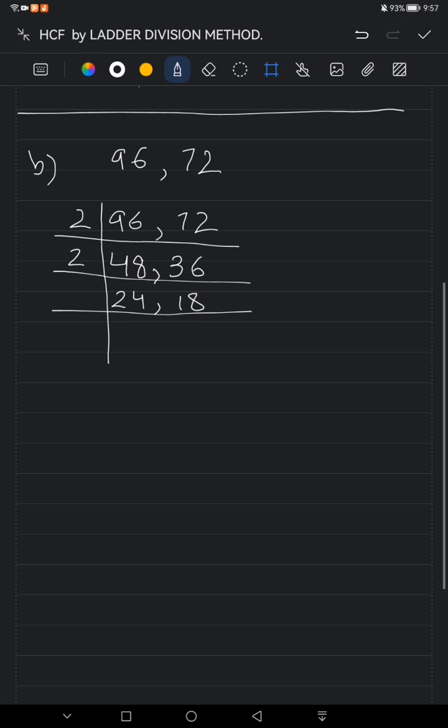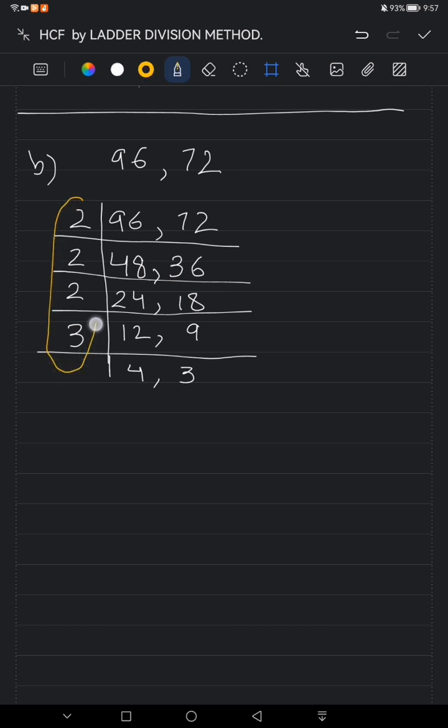Again 24 and 18 are even, so the smallest possible common prime factor is 2. 2 times 12 and 2 times 9. Now 12 and 9, 12 is even and 9 is odd, so they do not have 2 as a common prime factor. So the next prime factor is 3. We are going to check 3. 3 is a common prime factor of 12 and 9. 12 and 9, they both come in the table of 3. 3 times 4 and 3 times 3. Now we are left with 4 and 3. They do not have any common prime factor. So our ladder division method is completed over here.